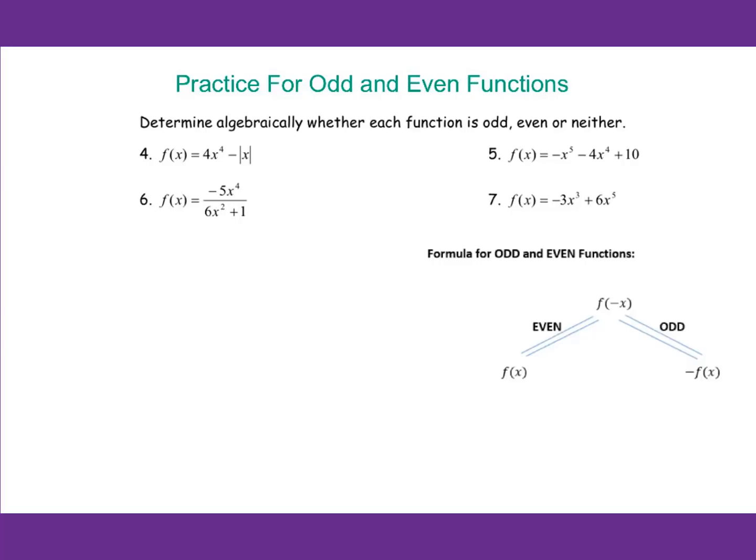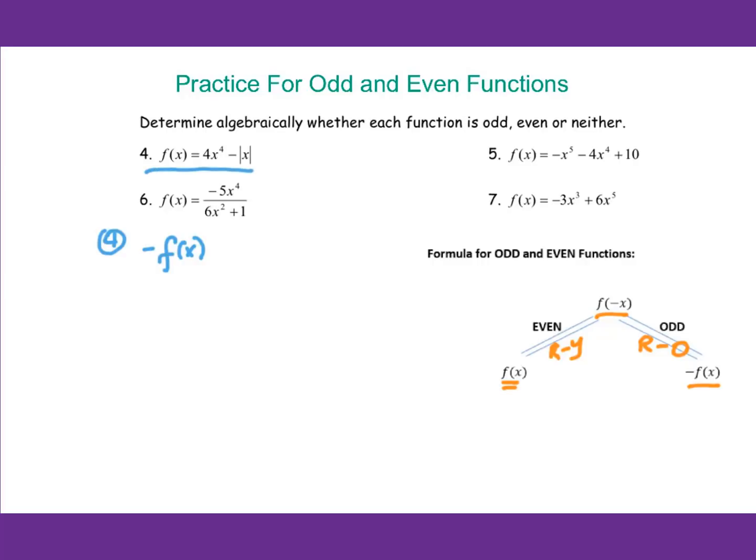As we know, when f of negative x equals f of x, we call this an even function, and the graph will be symmetric about the y-axis. When f of negative x equals negative f of x, we call this an odd function, and the graph is reflected across the origin. Therefore, first of all, we need to figure out negative f of x. That's the opposite of f of x.